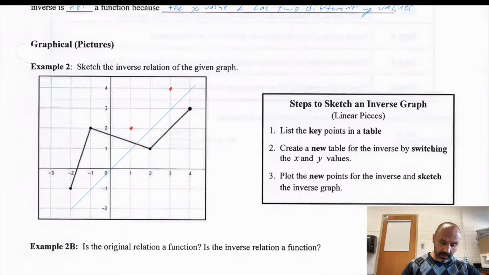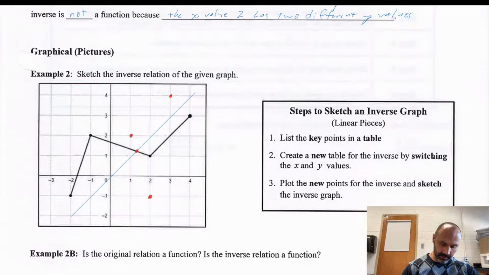Also, when a function crosses the line y equals x, the inverse will also cross that line, because the output and the input are the same. That's what that means. And so here I have (-1, 2), so I'm going to do (2, -1). And then I have (-2, -1), so I'm going to do (-1, -2). And this is what the inverse looks like. You can see it's a mirrored image over the line y equals x.